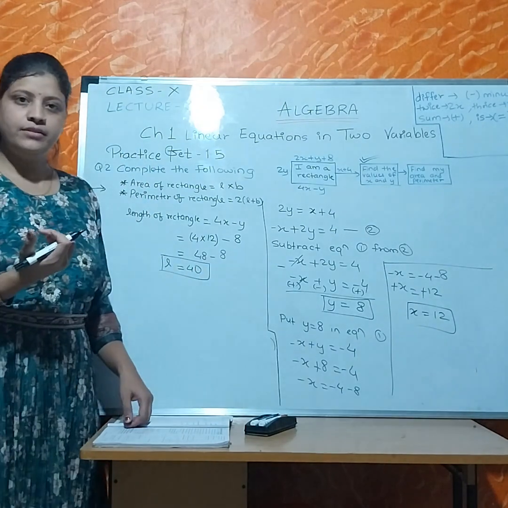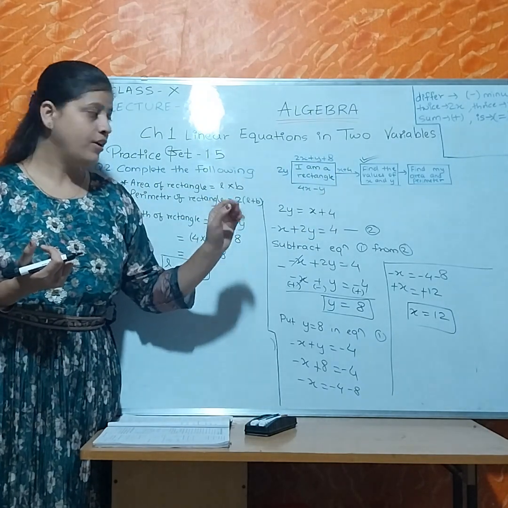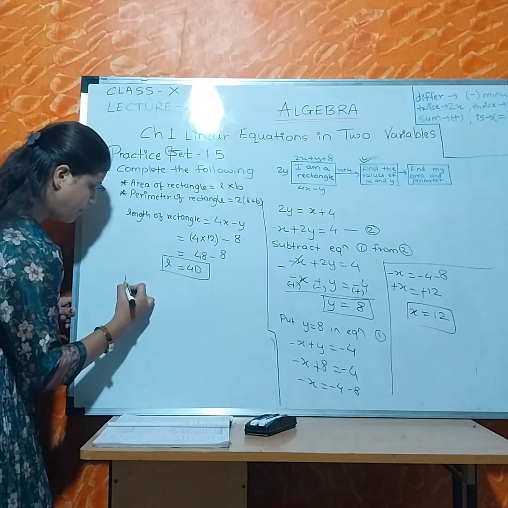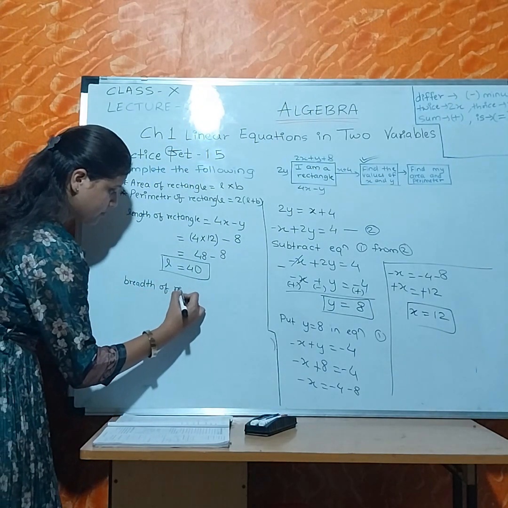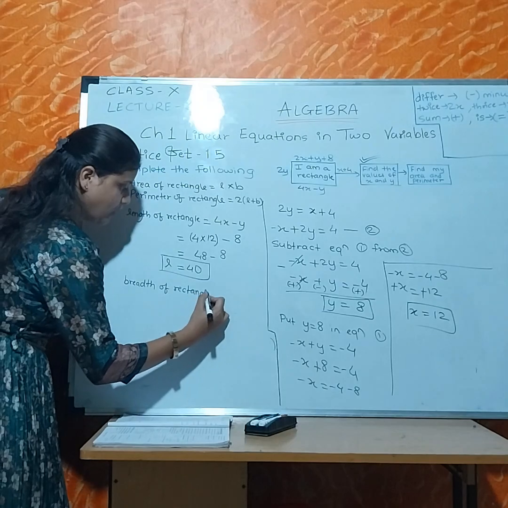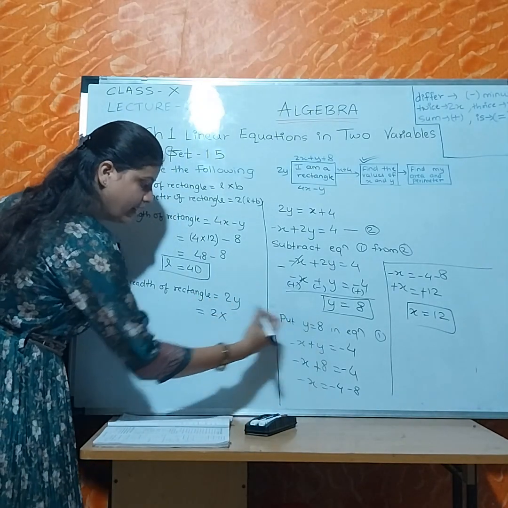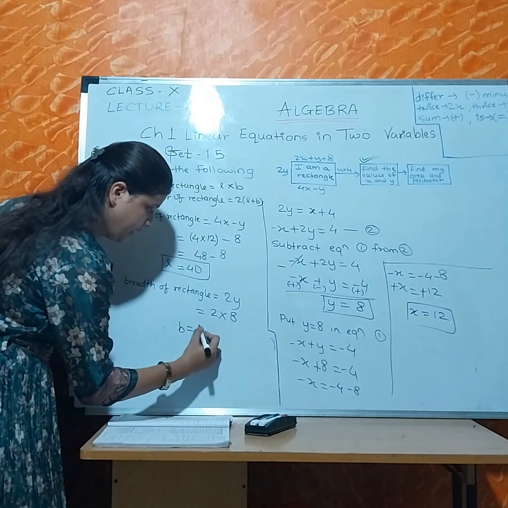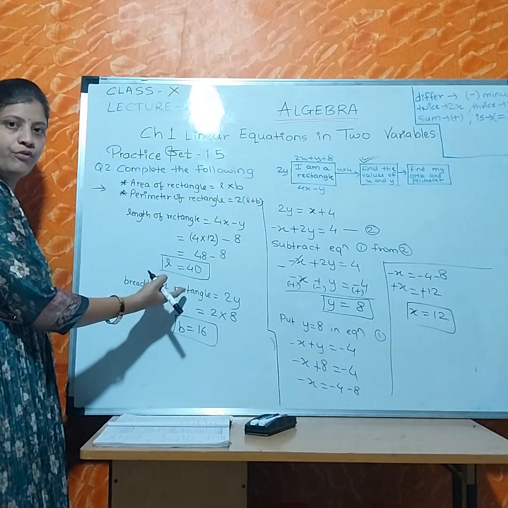To find the breadth, we know that these both sides are the breadth of a rectangle. You can take any one of them because both are equal. So breadth of a rectangle is equal to 2y. 2 into what is the value of y? 8. So therefore B is equal to 2 into 8, 16. So breadth is 16 and length is 40.